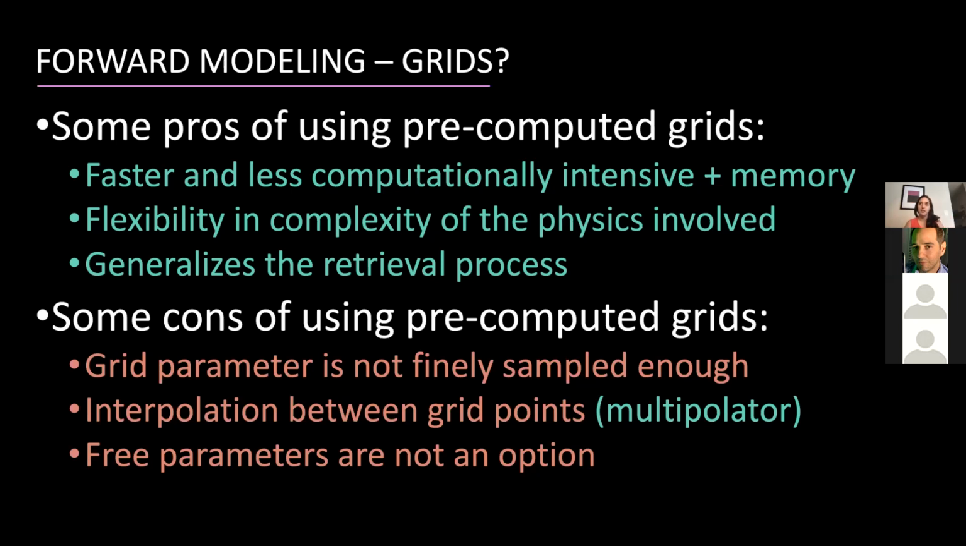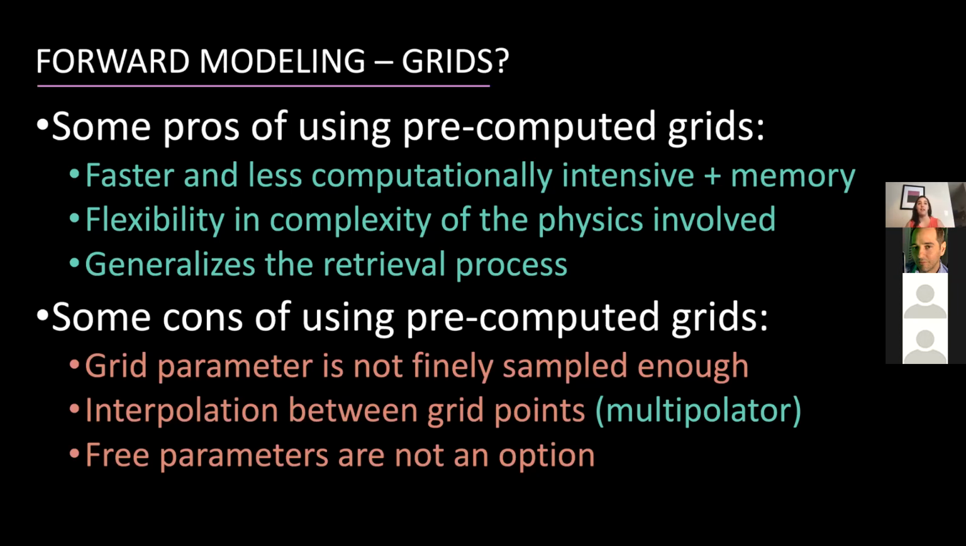And what we do with these pre-computed grids is we can use those grids as a forward model instead of having to run a radiative transfer code every single time we run a forward model. Some pros of using this method is that it is definitely faster and less computationally intensive, which means that these sorts of processes become a lot more available to a lot of people that might not have the same computational capabilities as others.